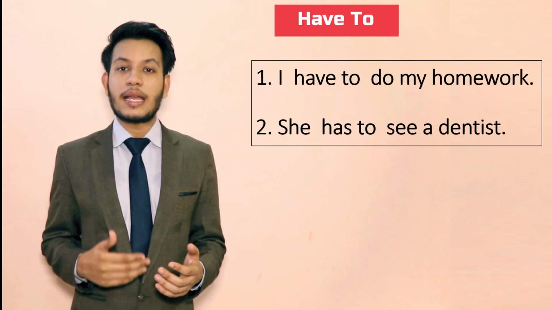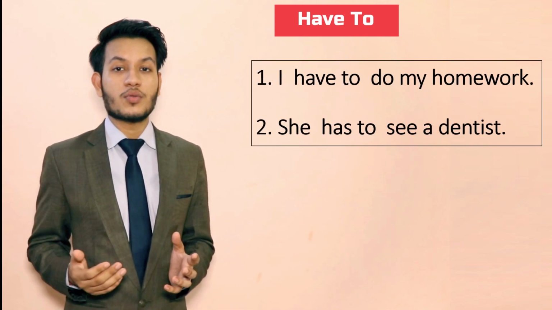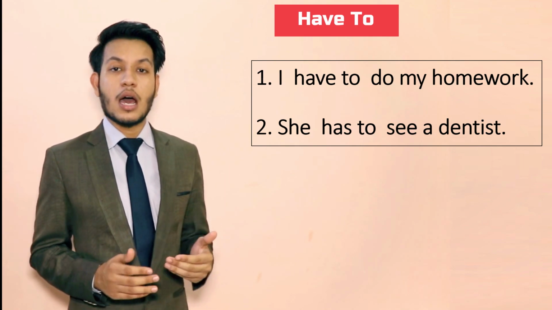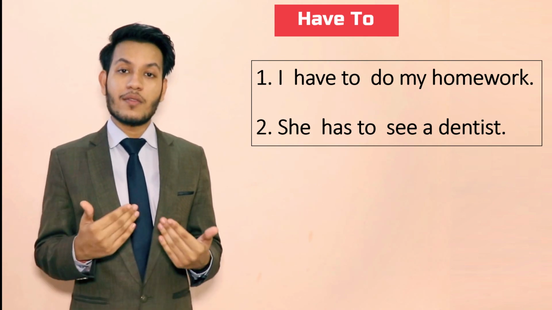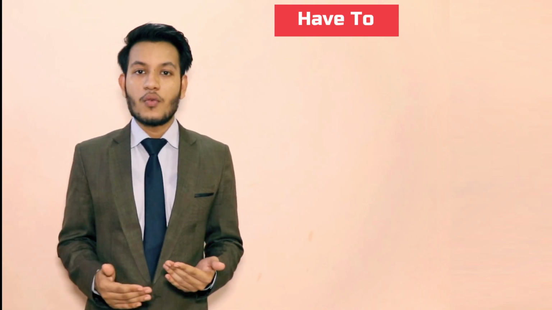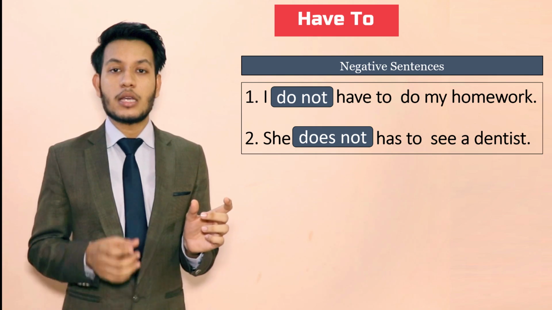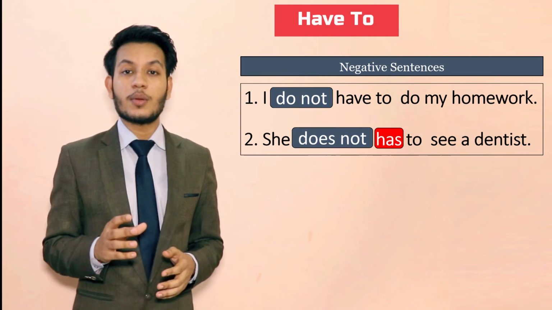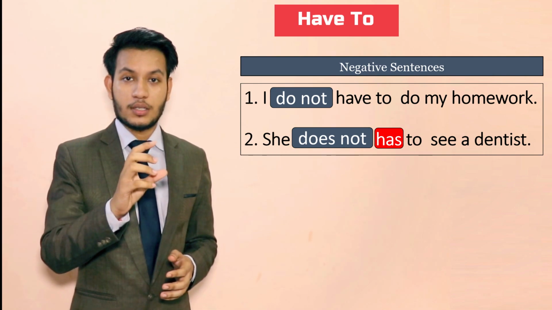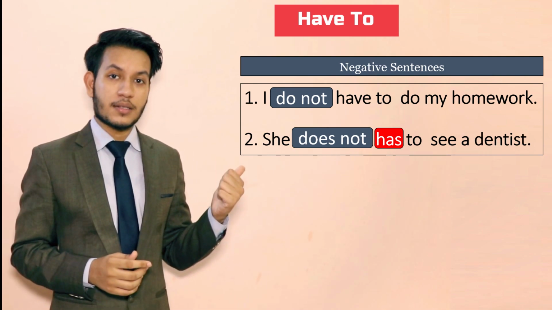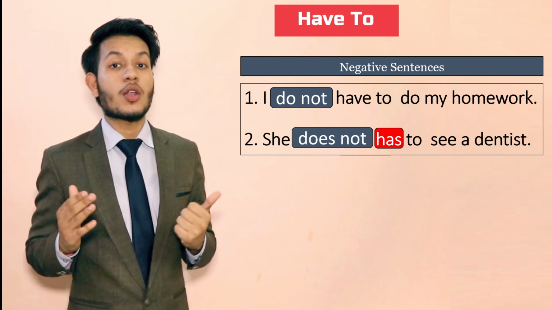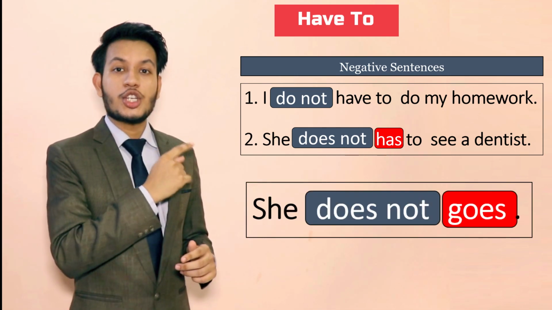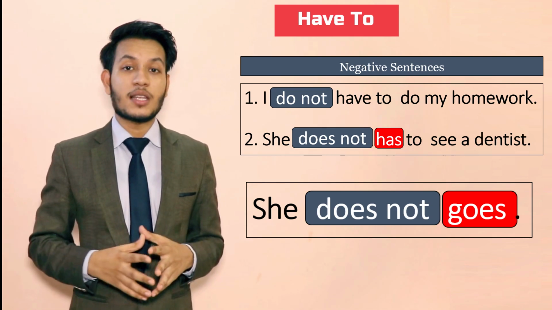Let's now talk about negative sentences. Well, a number of students make errors in negative sentences. The sentences on screen are in present simple, and to convert them into negative sentences, we need to write does not and do not with the subject. And make sure you do not use has with does. Like in this given sentence, she does not has to see a doctor. Okay, tell me one thing, is this a correct sentence? She does not goes. Absolutely no.